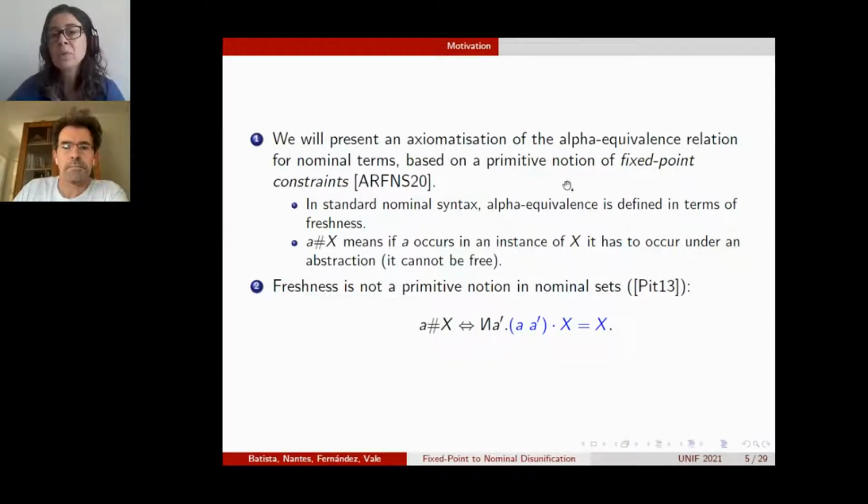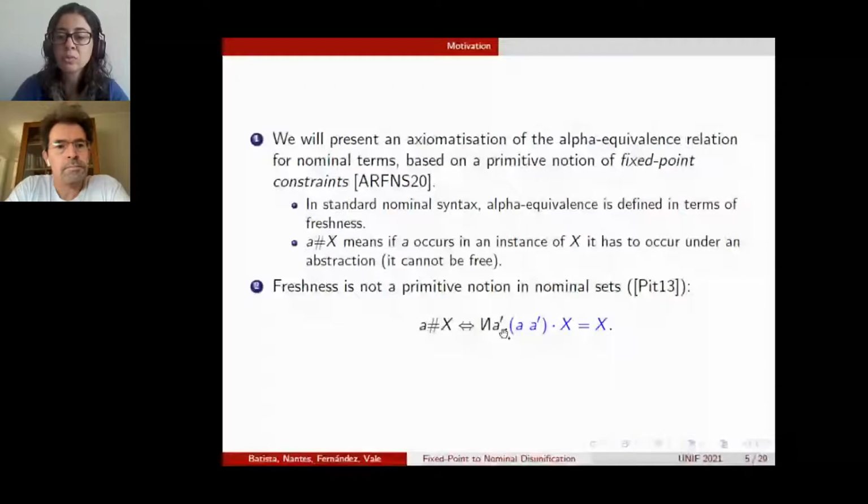So there's a way of implementing alpha equivalence using this predicate, but we follow another approach, a more primitive one that was given by Pitts, which says that A is fresh for X corresponds to this equality, this fixed point constraint on the right, which says for a new name A prime, (A A') X is equal to X. So instead of using the freshness predicate, we use this fixed point equation on the right. And we are going to define and specify everything in terms of this more primitive notion.